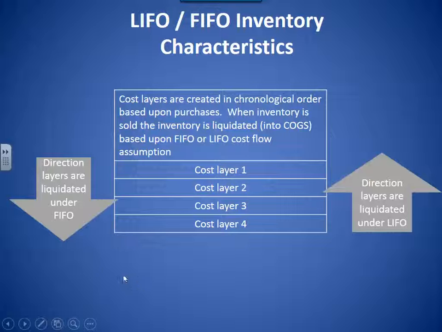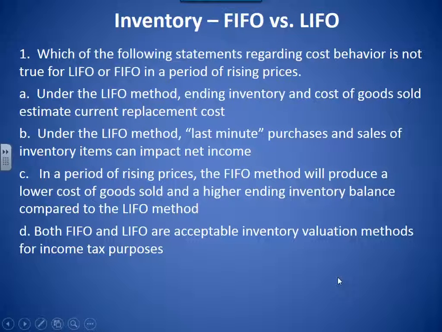Now, in the case that we have a FIFO valuation, the cost layers are liquidated from the earliest cost layer to the latest cost layer, so in this case from cost layer 1 all the way through cost layer 4. In the case of LIFO valuation, the newest cost layers are liquidated first, then the next newest, followed by the next newest. So if we take a look at this chart, LIFO would be bottom up, and FIFO would be top down.